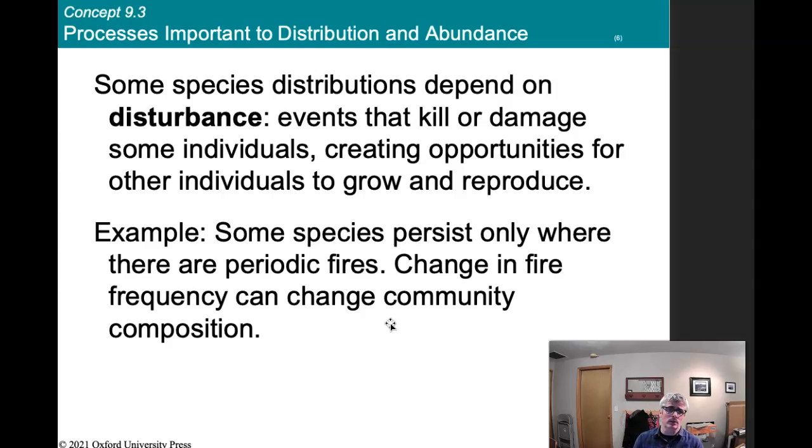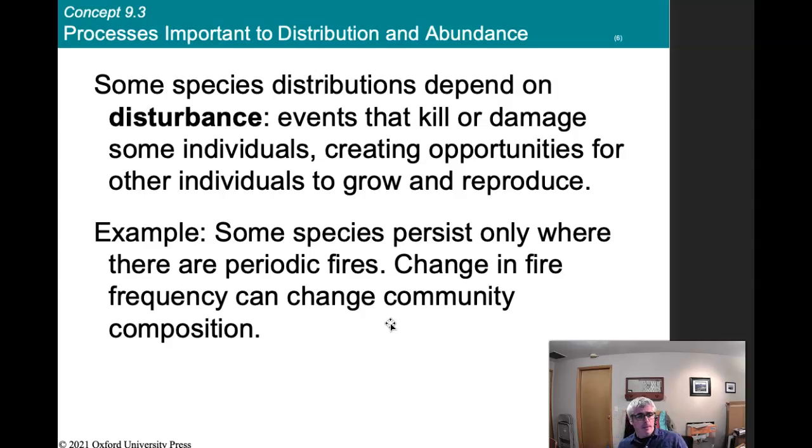And some species distributions depend on disturbance. These are events that kill or damage some individuals, creating opportunities for others to grow. One example of that is fire-adapted communities where they need a fire to clean out what's now the dominant plant, and there's other plants where their seeds are waiting for that fire to happen, and then they pop and grow. They'll take over, they'll dominate the system until those other plants, typically slower growing, rise up and outcompete or outshade those fire adapted species, and it requires that cycle to repeat itself again and again, which is one of the reasons why our modern fire management of suppressing fires has really altered the ecosystem.